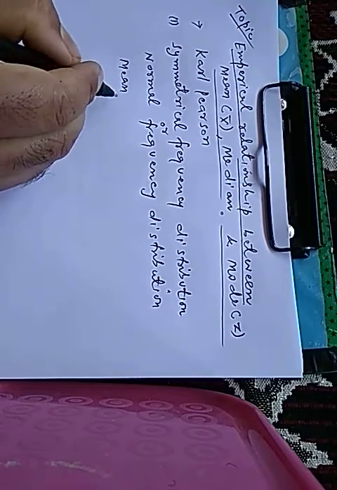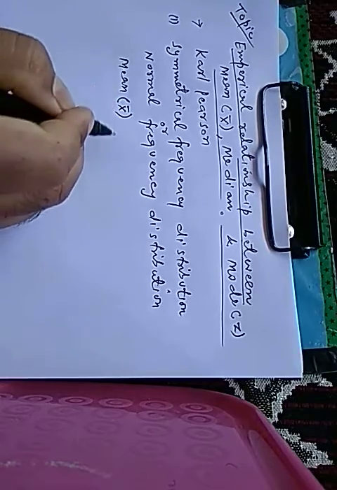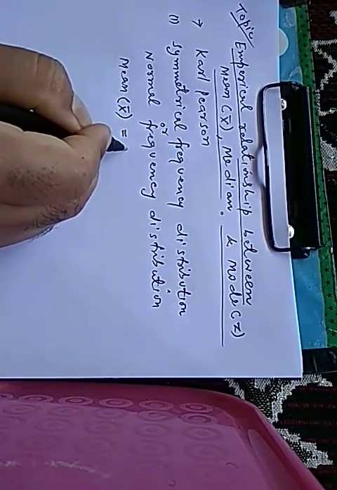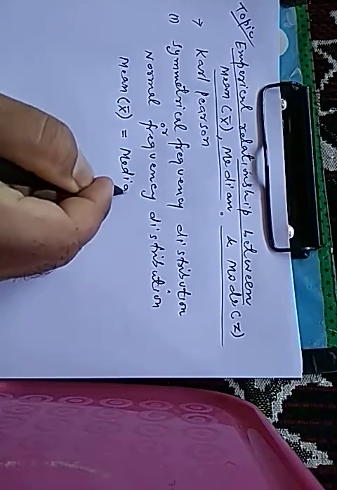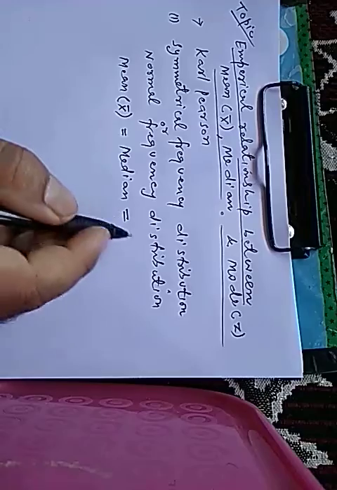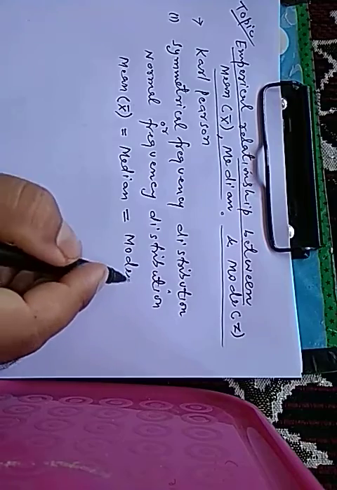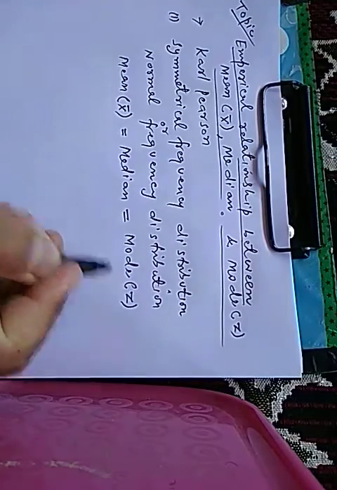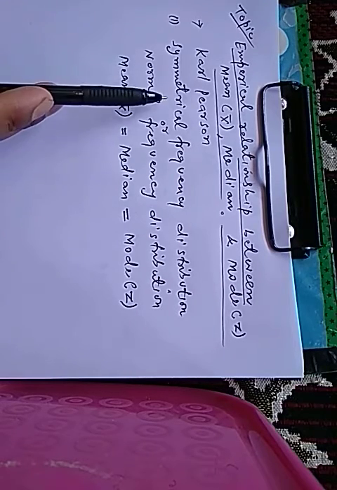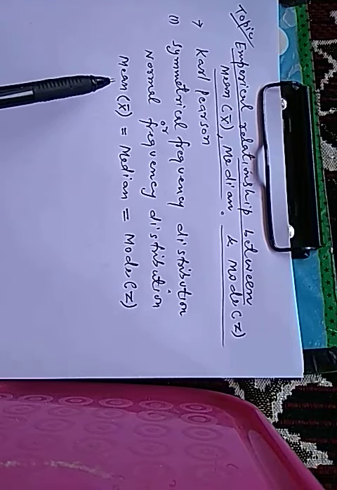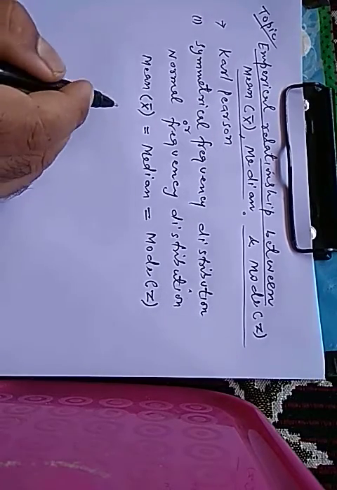In this case, the value of arithmetic mean, denoted by x bar, the value of median and the value of mode, denoted by letter Z, all will be the same. In this case, that is the case of normal frequency distribution, also known as symmetrical frequency distribution, the value of mean, median and mode will be the same. The shape of the frequency curve is bell-shaped.